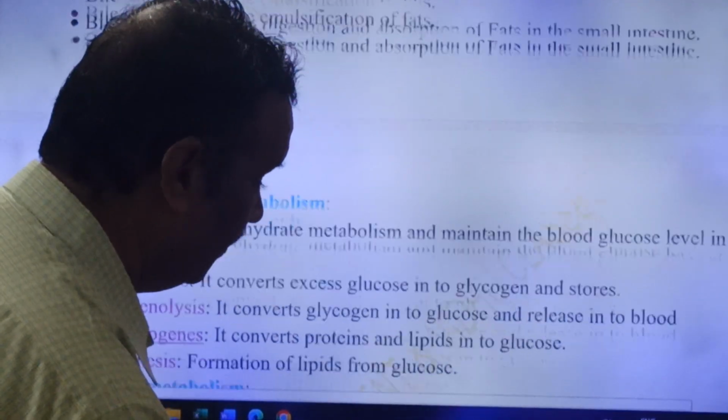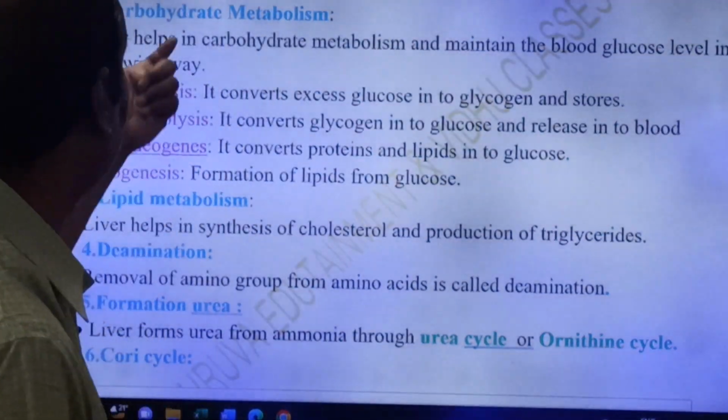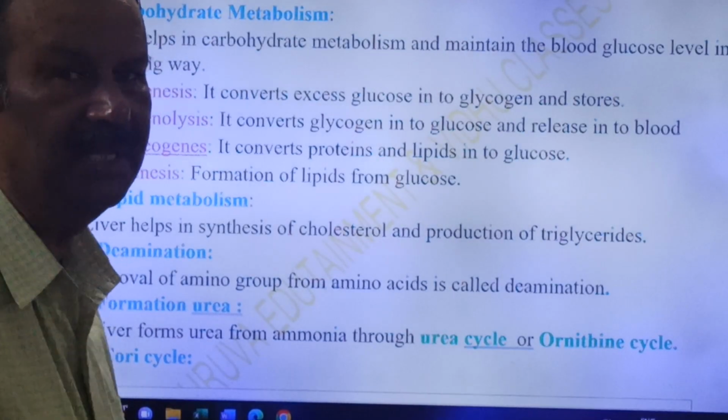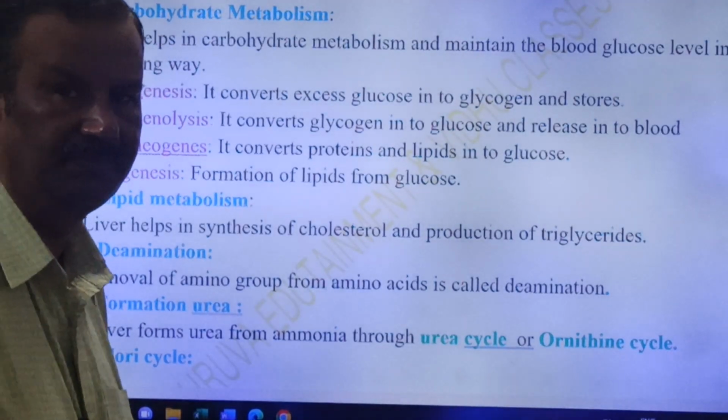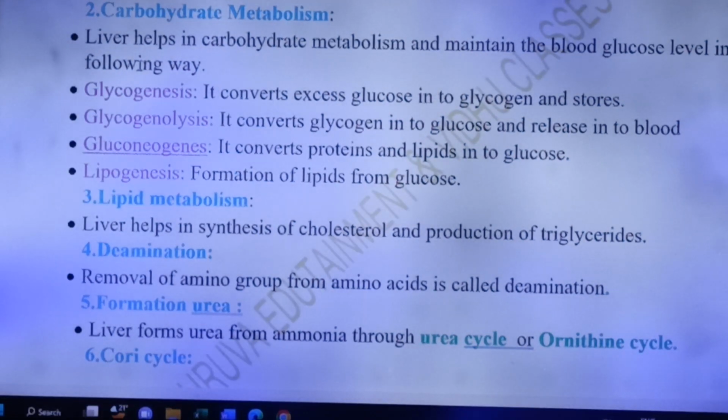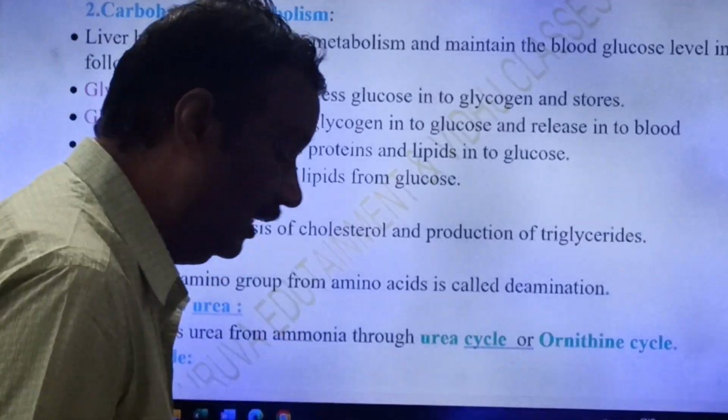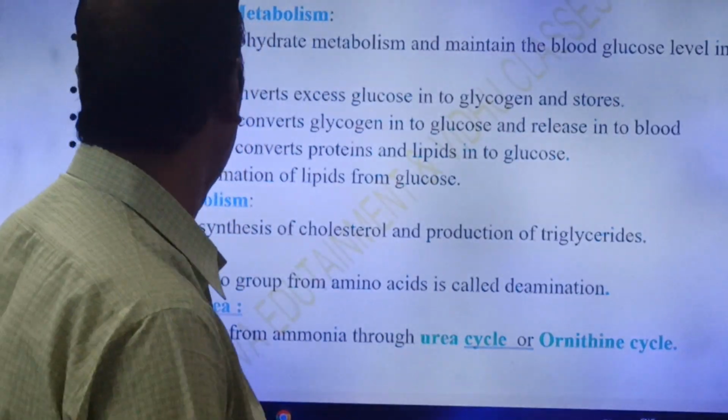Now come to the second function friends. The second function of liver is that it helps in carbohydrate metabolism. Liver helps in carbohydrate metabolism and maintains blood glucose level in the following way.